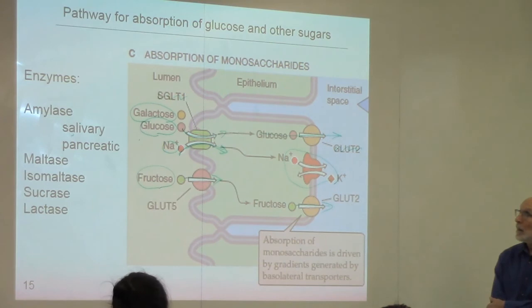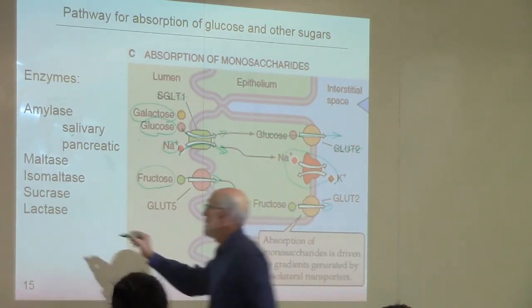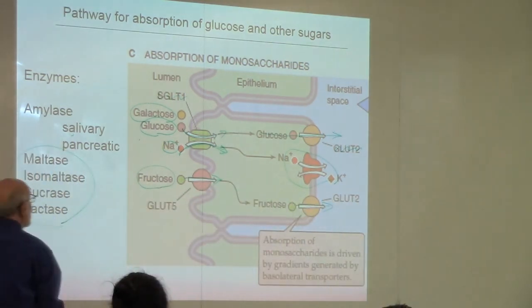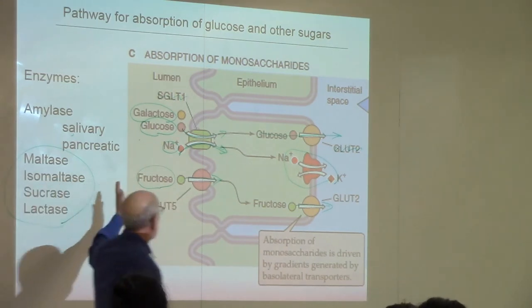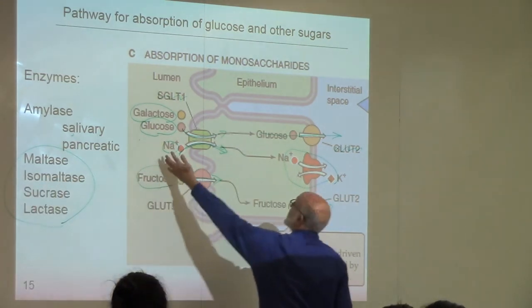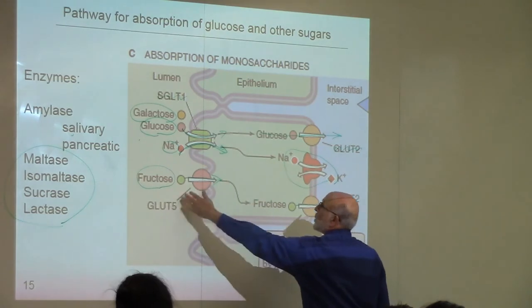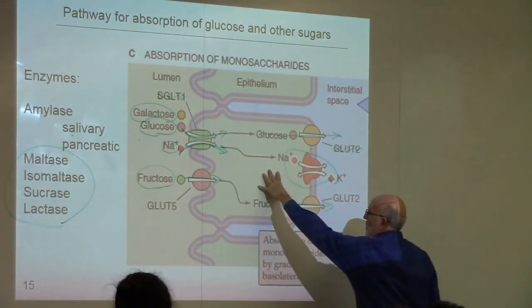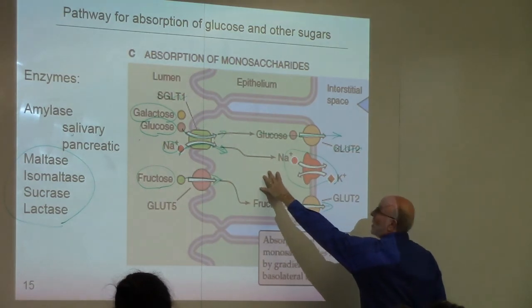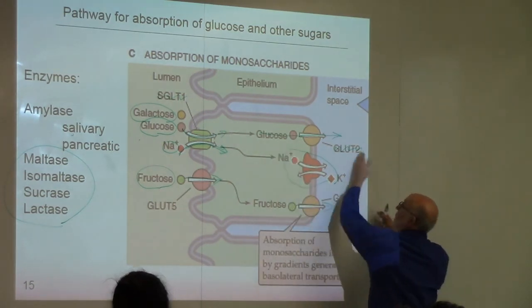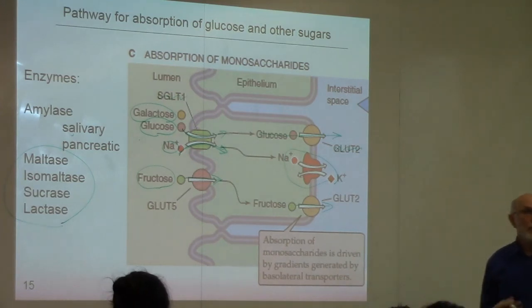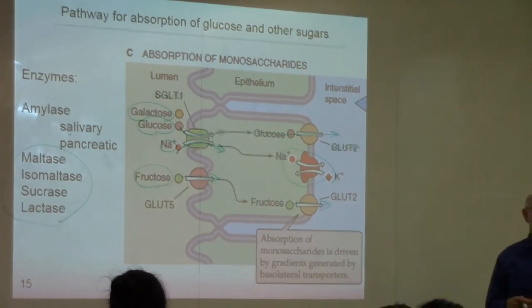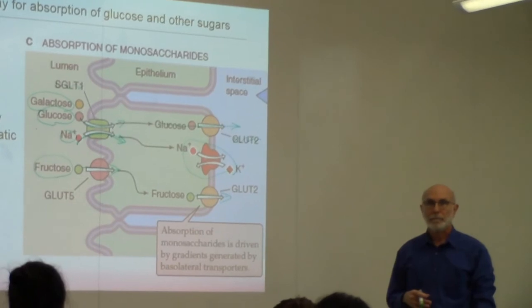Amylase, these enzymes break down disaccharides into monosaccharides. In some cases, sodium-dependent transport, in other cases, uniport into the cytoplasm of the intestinal epithelial cell, and then uniport into the lamina propria, where there's plenty of capillaries to pick it up.